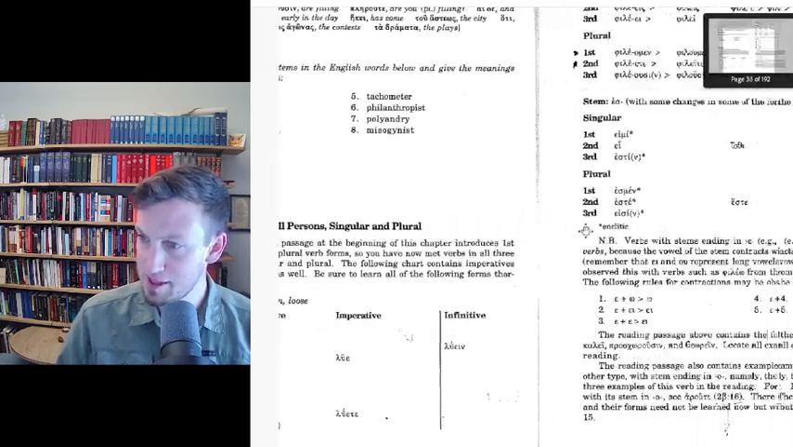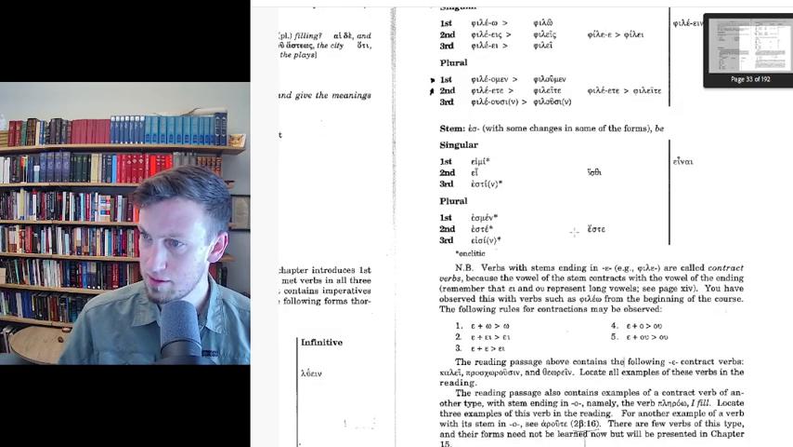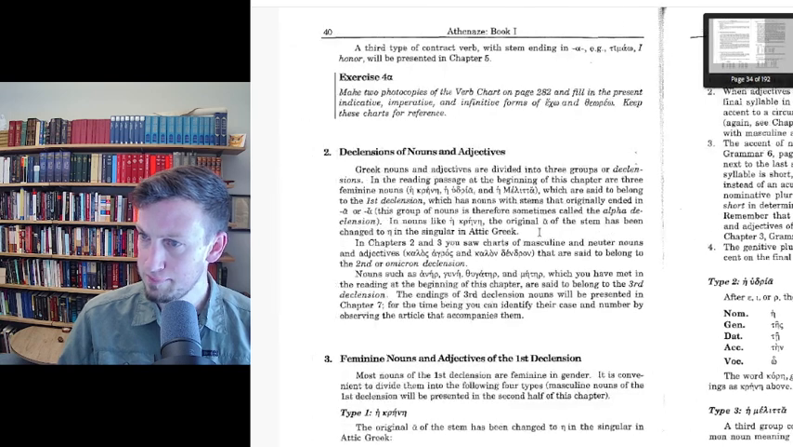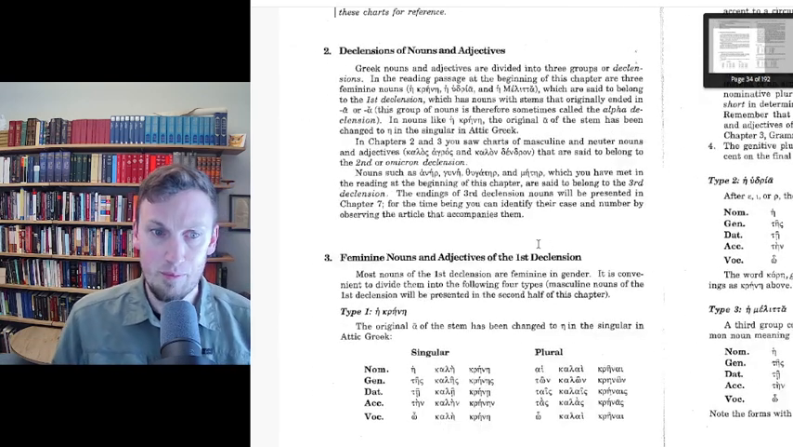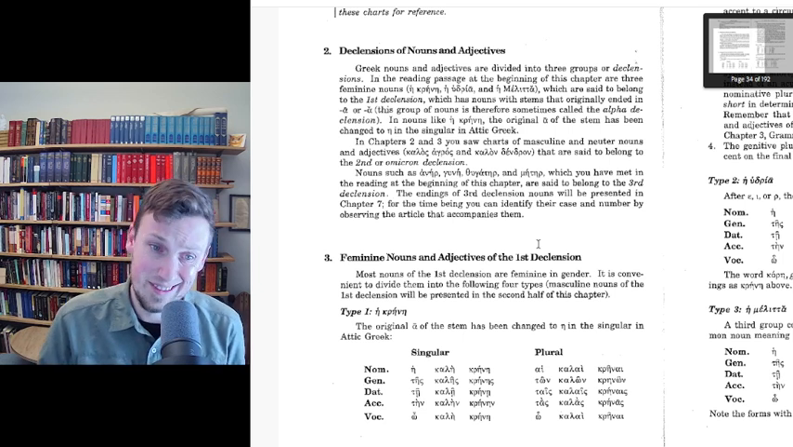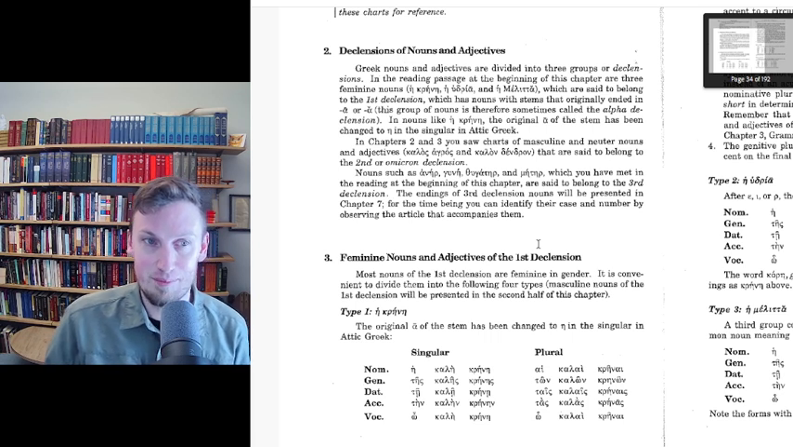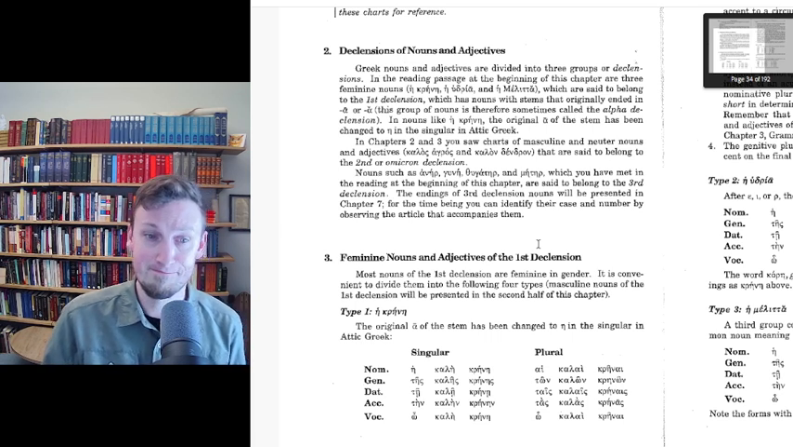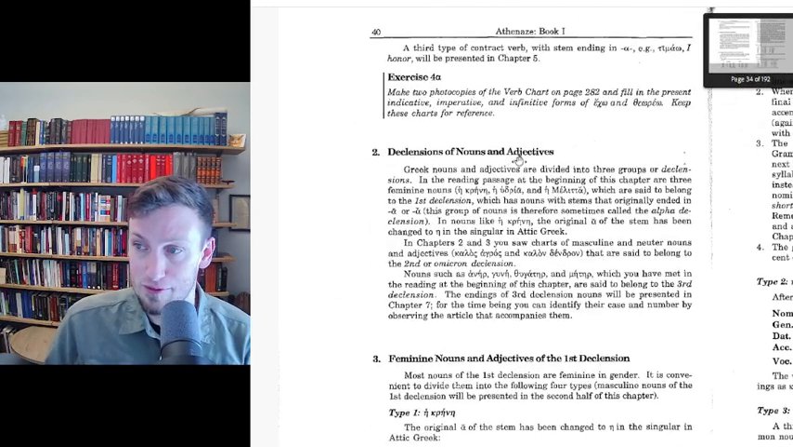So those are your basic contracts. The epsilon combining with other vowels to lengthen them. Basically, epsilon plus epsilon is epsilon iota, and epsilon plus omicron is omicron upsilon. That basically covers it, actually.